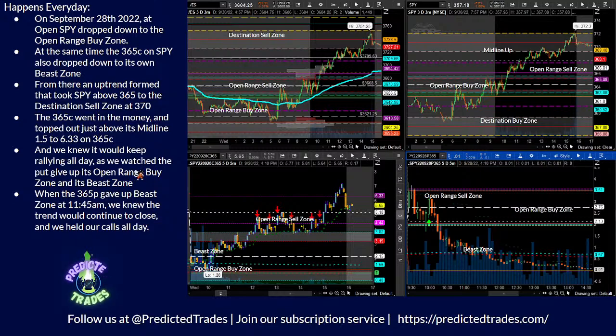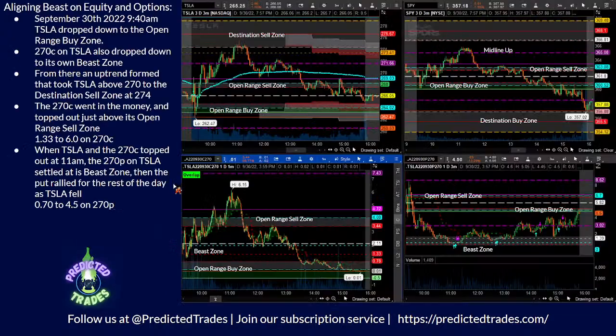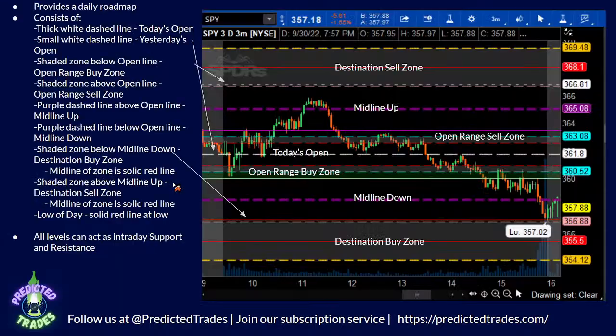I see another question. Is there a cheat sheet that explains the colored lines? Yes, it's in this presentation, like right here. Here's the overall roadmap. Today's open is the white line in the middle. We've got a buy zone below, a sell zone above, and then should we push further, we have a further out sell zone, a further out buy zone.